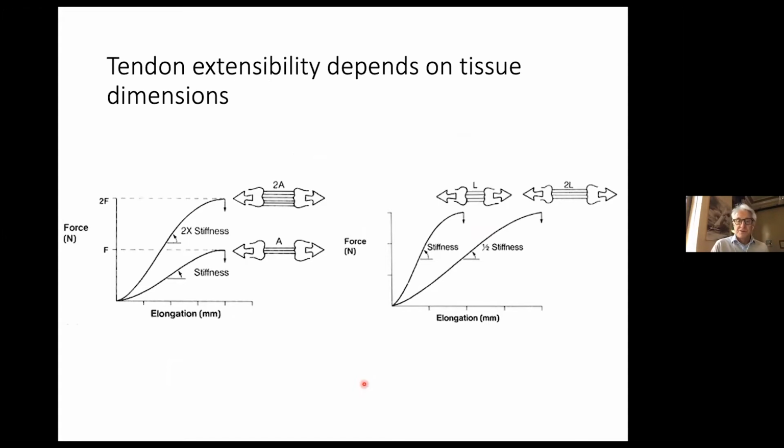What is important to note is that the stiffness of the tendon is directly proportional to the cross-sectional area of the tendon, and inversely proportional to the length. So if we double the cross-sectional area, the tendon stiffness doubles. And if we double the length of the tendon, we halve the stiffness. So tendon stiffness depends not only on its material properties, but also on the dimensional properties, cross-sectional area and length.